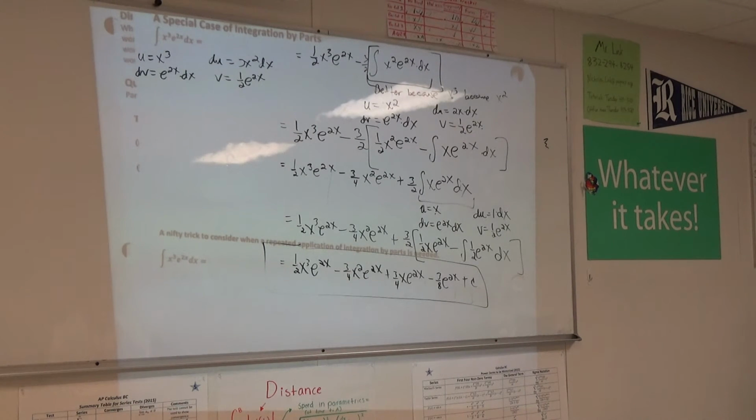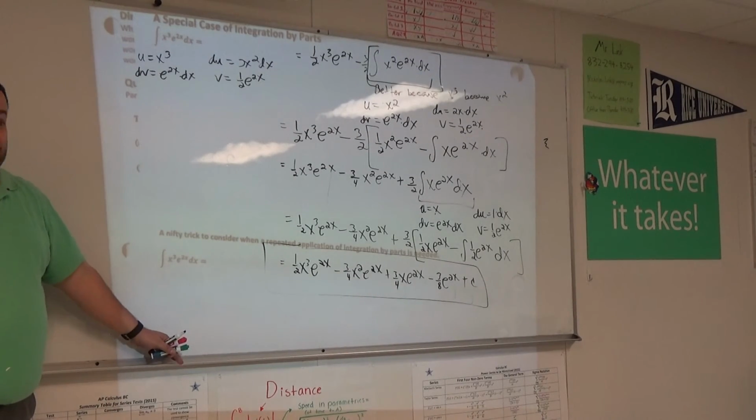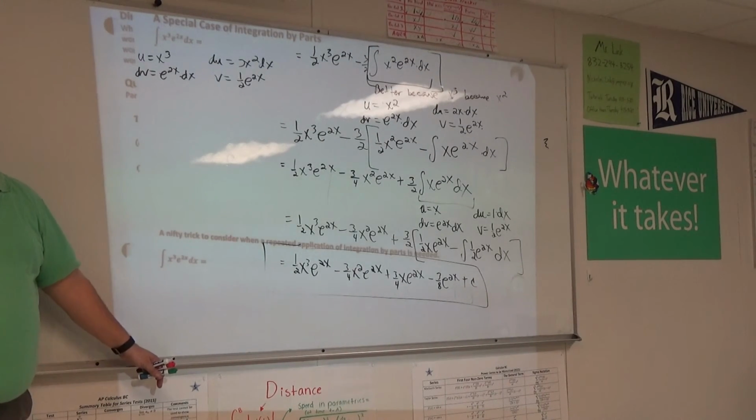So let me show you guys a different idea. What should be simple? It's even worse. Did you kill him? Here's the other idea. This is where the problem shows up again for the second time, and it says a nifty trick, this is where it goes.